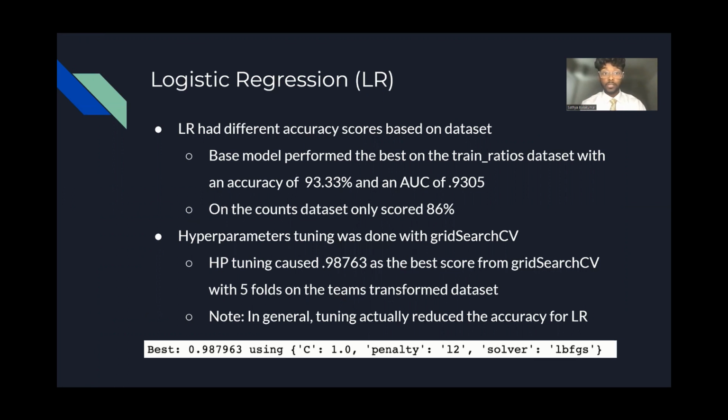Our next model was logistic regression, and it had a base score that performed the best on the ratios data set with an accuracy of 93.33% and an AUC of 0.9305. Hypertuning was done with GridSearchCV, and the best score acquired was 0.98763. However, in general, tuning actually reduced the accuracy of the logistic regression, so we ran with the base model for our predictions.